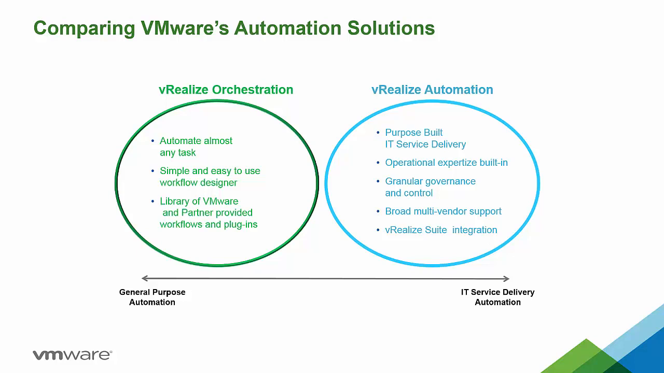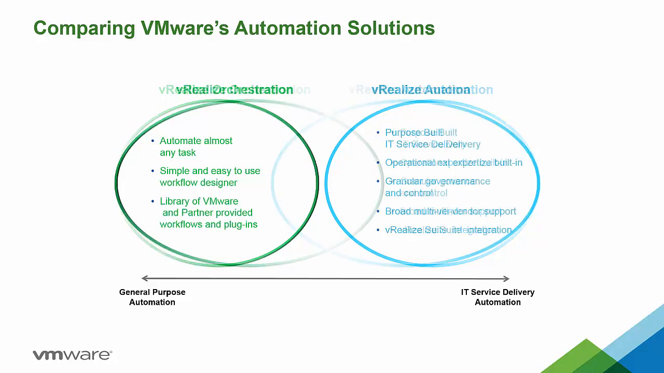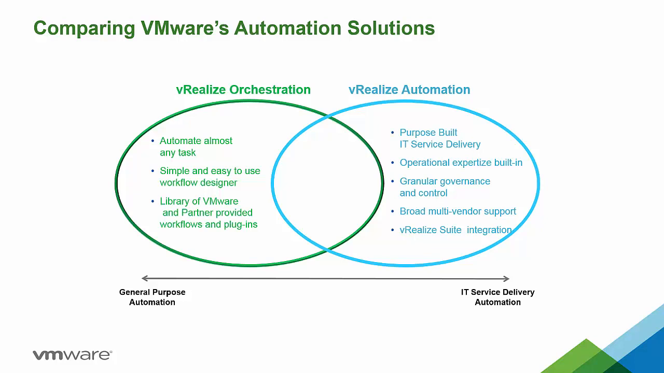But then we've been talking about vRealize Automation, and that is a purpose-built cloud management tool with broad multi-vendor support, that gives you policy-based governance and operational expertise built in. So there is a difference between the two tools. vRealize Orchestrator is more for those workflows relating to tasks that you might do in vCenter, those individual items in day-to-day operational tasks. But vRealize Automation is more about IT service delivery, so a little bit different there.